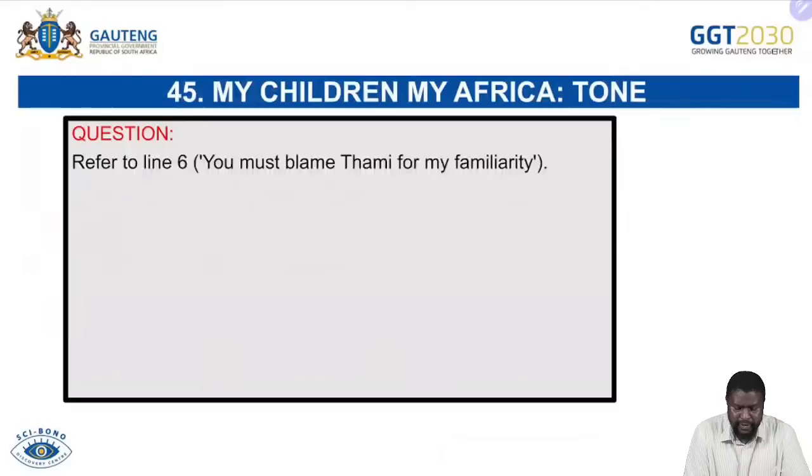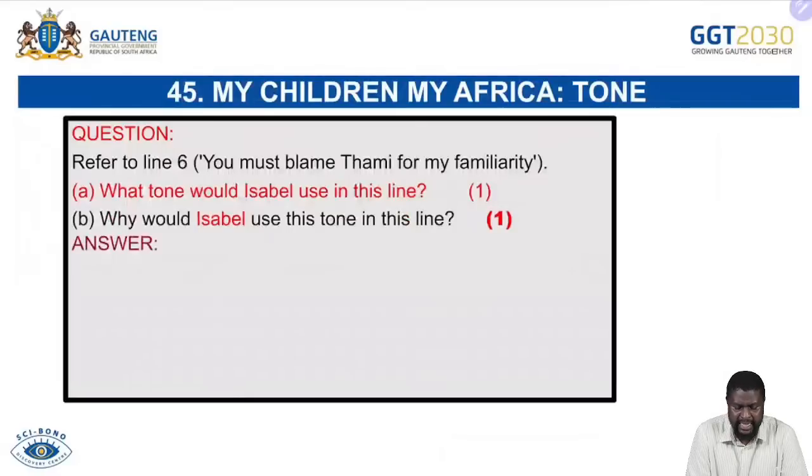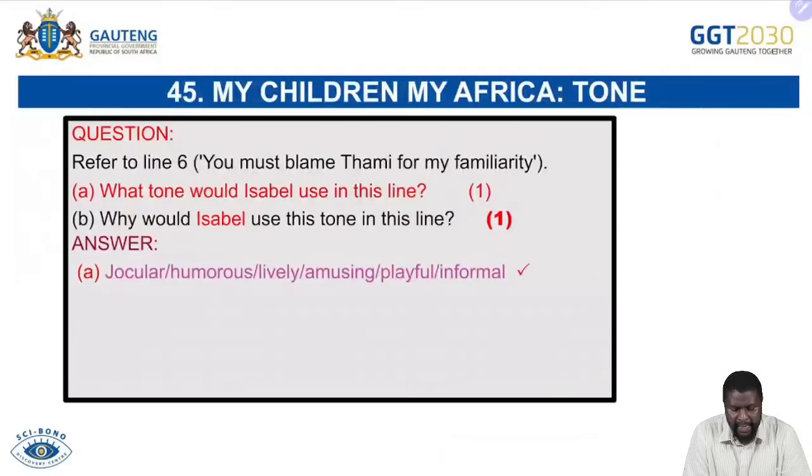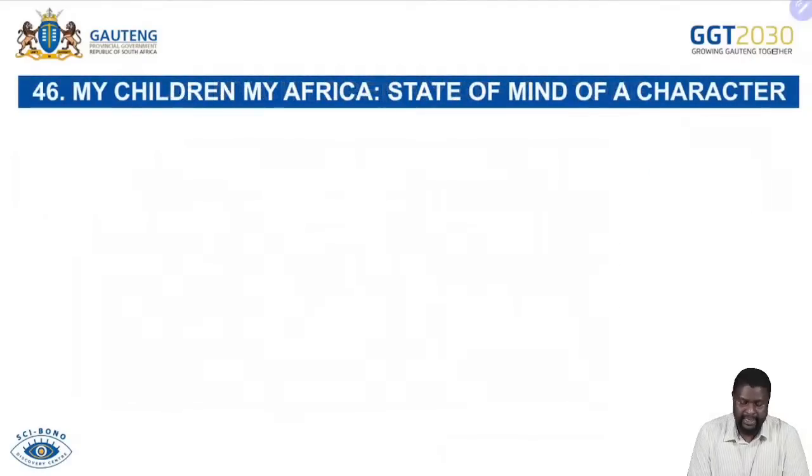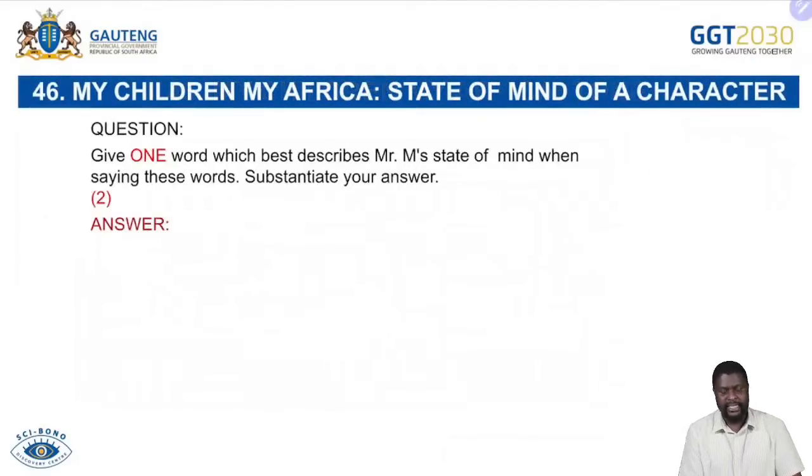Right, let's look at the tone. Refer to line 6. You must blame Tommy for my familiarity. What tone would Isabel use in this line? And why would he use it? It's jocular, it's humorous, lively, amusing, playful, or informal. Why is it humorous? He jokingly blames Tommy for the intimate or relaxed way in which he addresses Mr. M, for using his nickname. So he blames Tommy in a funny, joking kind of way. Right. Remember the tone words. State of mind. Again, you will find it here in My Children, My Africa.